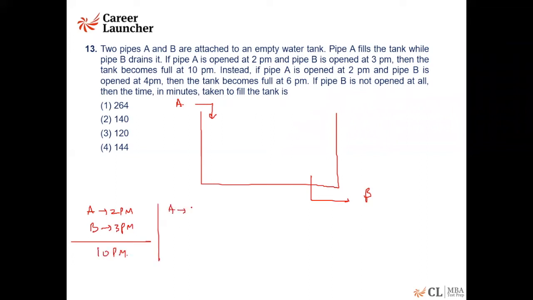A is opened at 2 p.m., whereas B is opened at 4 p.m. The tank gets filled at 6 p.m. Right? If B is not opened at all, in how much time will the tank take to fill? So we can see, I would basically take a value, right?